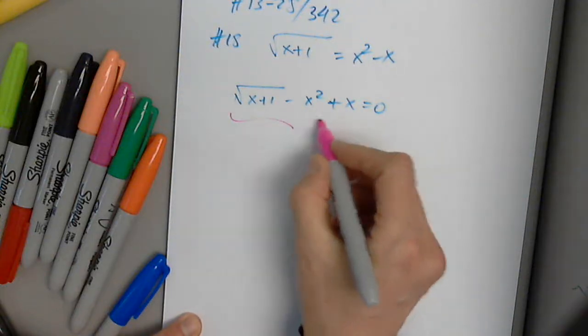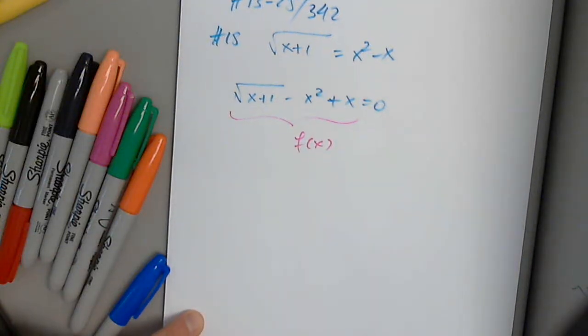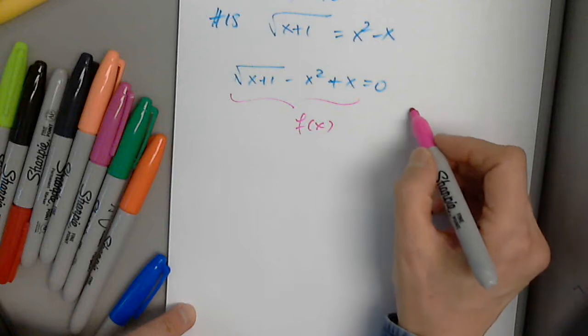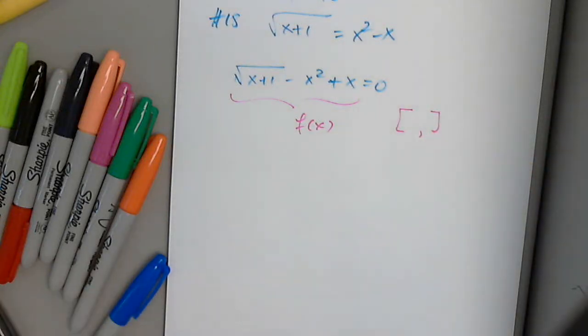So name this function f of x, and try to find preferably a 1-unit interval where a solution exists. It's a continuous function, right, on all its domain.